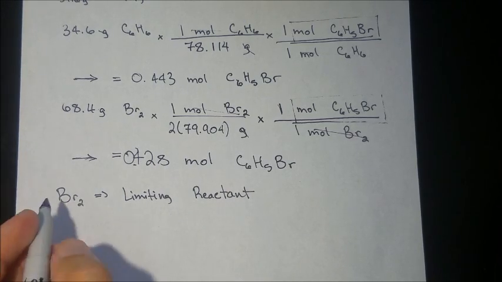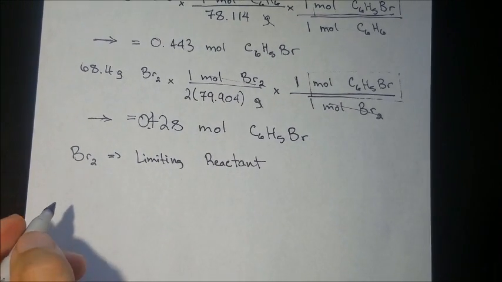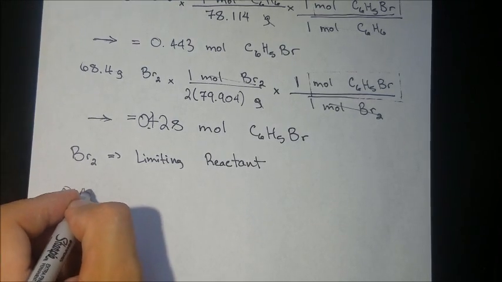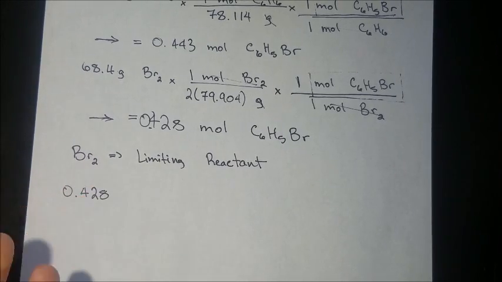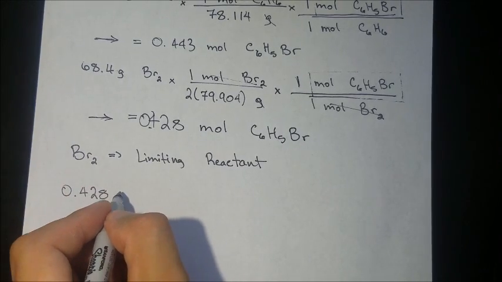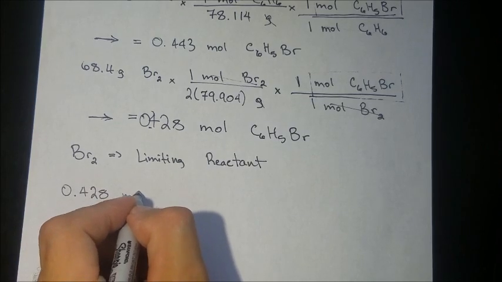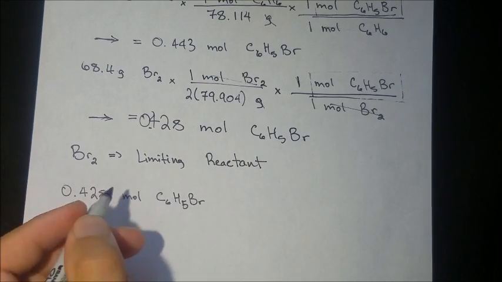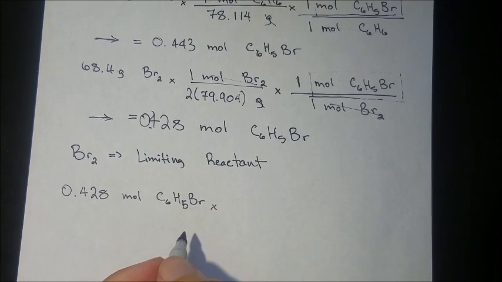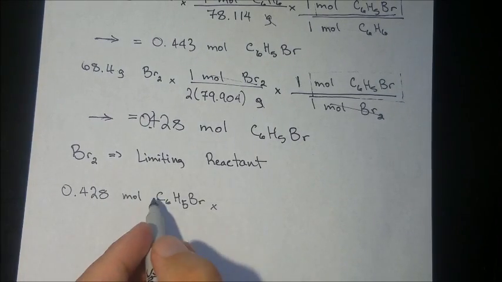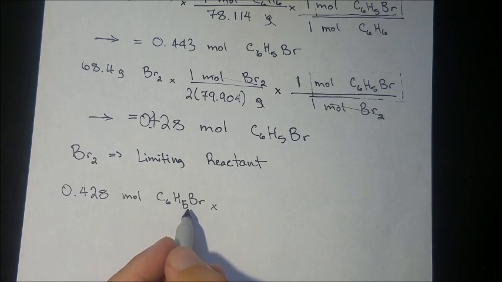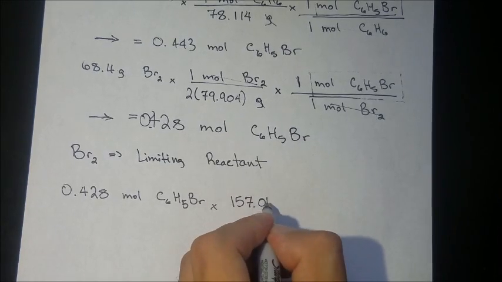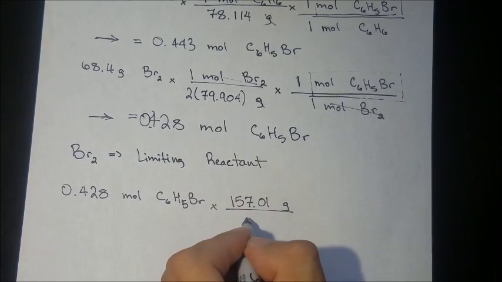So we're almost there. The last thing we want to do, just to answer the question, is determine the number of grams of bromobenzene we make. So if we know that the most we can make before we run out of the limiting reactant is 0.428 moles of bromobenzene, then we can just go to the periodic table and look up, or determine, what the molecular mass is for bromobenzene. It turns out that you would get about 157.01 grams per mole.